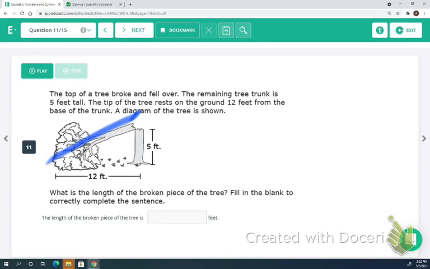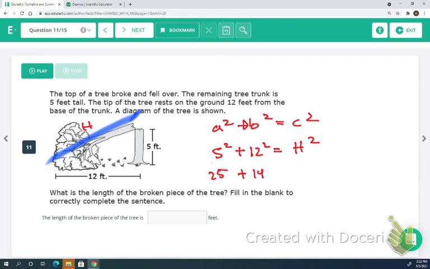We're given the other two sides, and if we ever have to deal with only sides, we know we're going to be using the Pythagorean theorem. So we have a squared plus b squared is equal to c squared. Remember, a and b are the legs, and c is the hypotenuse. Here, h is going to be the hypotenuse. So we'll have 5 squared plus 12 squared equals h squared. 5 squared is 25 plus 144 equals h squared, so 169 is equal to h squared. To cancel out the squared, we square root both sides, and so our answer should be 13 feet.